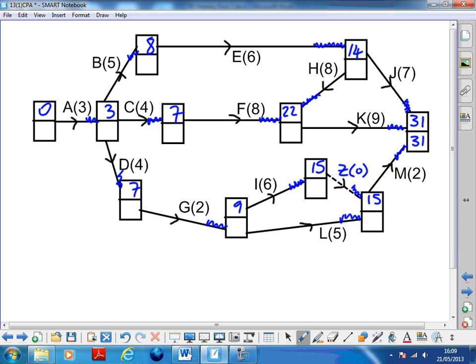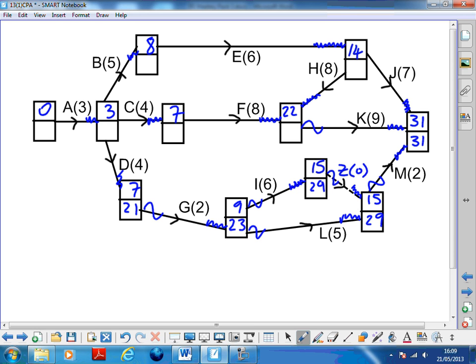Backwards, 31. This has only got one thing coming out of it. 31 minus 2, 29. Okay, this has only got one thing coming out of it. 29 minus nothing, 29. This is one that's got two things coming out. 29 minus 6 is 23. 29 minus 5 is 24. We want the biggest, no, smallest, 24. Okay, this has only got one thing. 23 minus 2, 21. What else haven't I done?